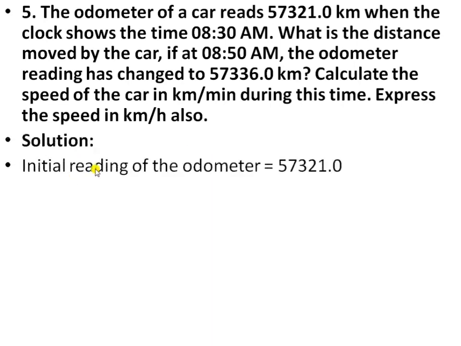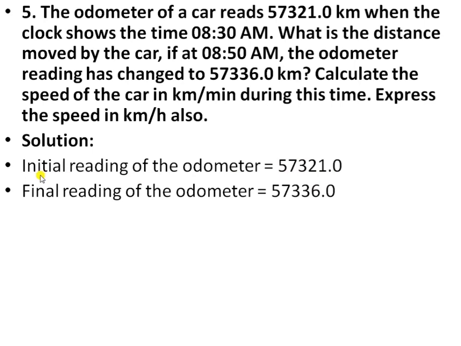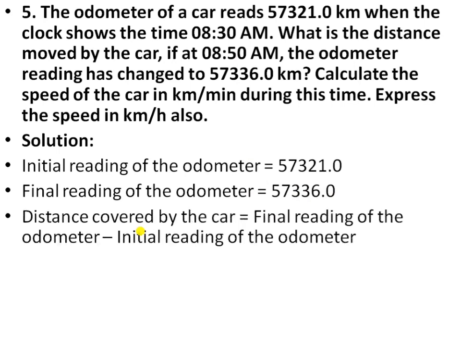So the solution is: the initial reading of the odometer is 57,321 km, and the final reading of the odometer at 8:50 is 57,336. So simply we have to subtract to find the distance covered by the car: final reading minus initial reading. 57,336 minus 57,321. So we got 15 kilometers.